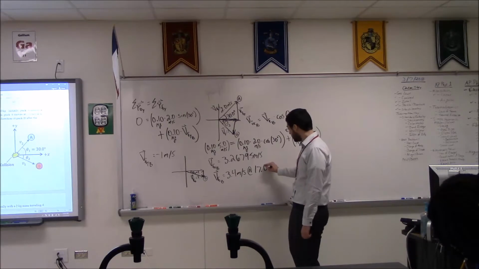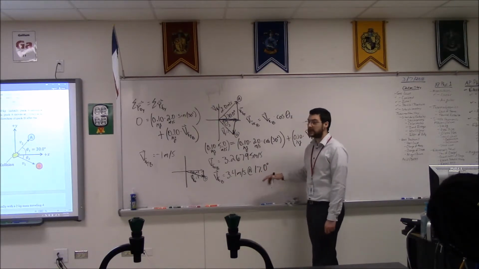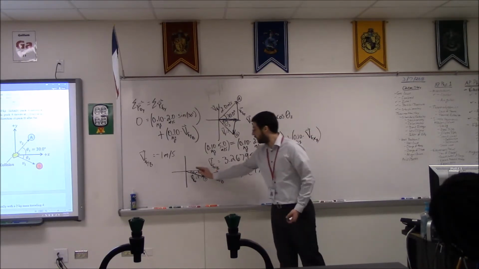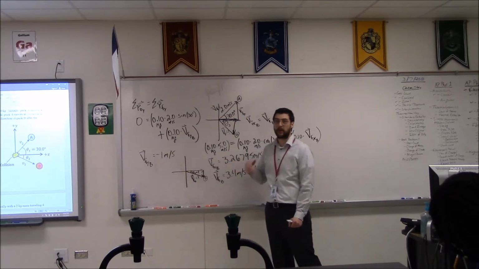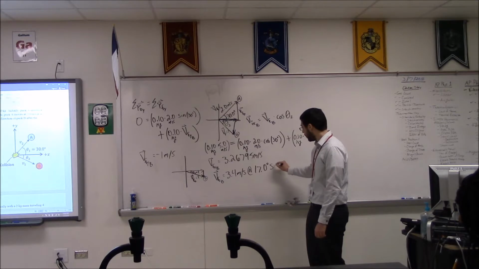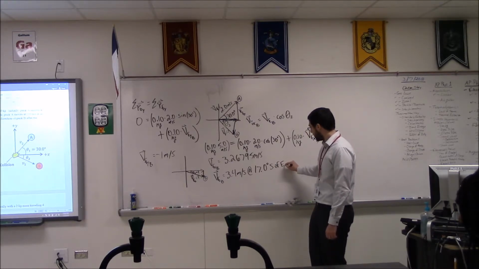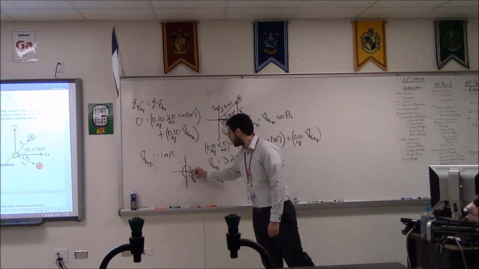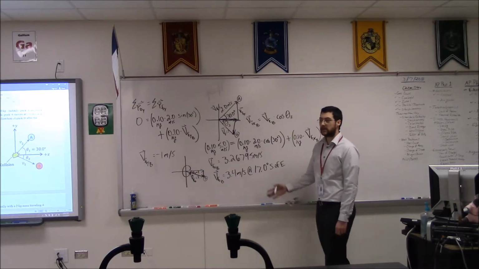Mhm. Alright, 17.0 degrees. Now this needs some cardinal directions because I don't know which 17 degrees we're talking about, what quadrant we're in. So what are we going to say here? South of east. South of east, right? Or we could set that in relation to 0 degrees, right? So what?